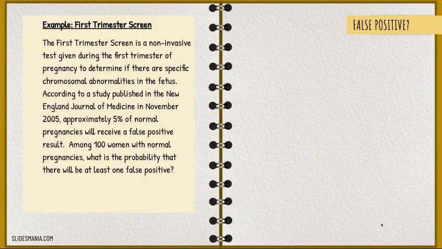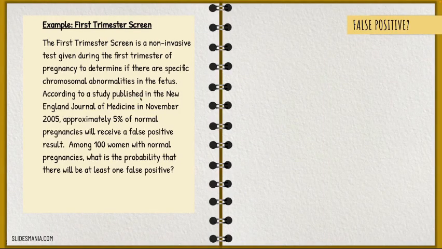Okay, first trimester screen. The first trimester screen is a non-invasive test during the first trimester of pregnancy to determine if there are specific chromosomal abnormalities in the fetus. According to the study, published in the New England Journal of Medicine in November 2005, approximately 5% of normal pregnancies will receive a false positive result. Among 100 women with normal pregnancies, what's the probability that there is at least one false positive?